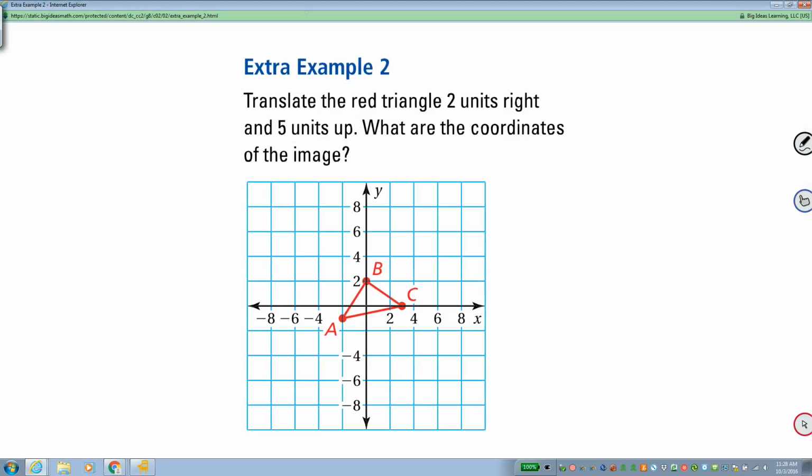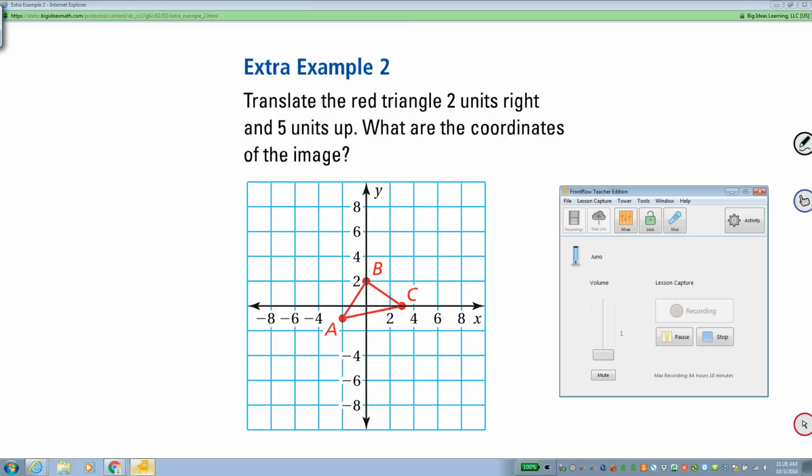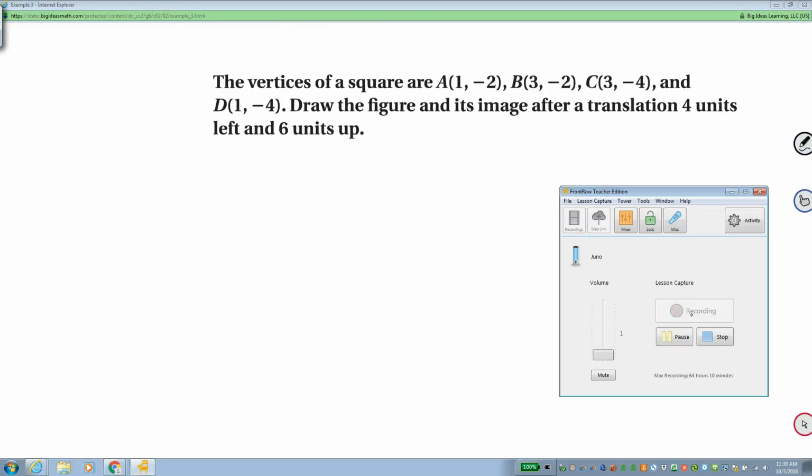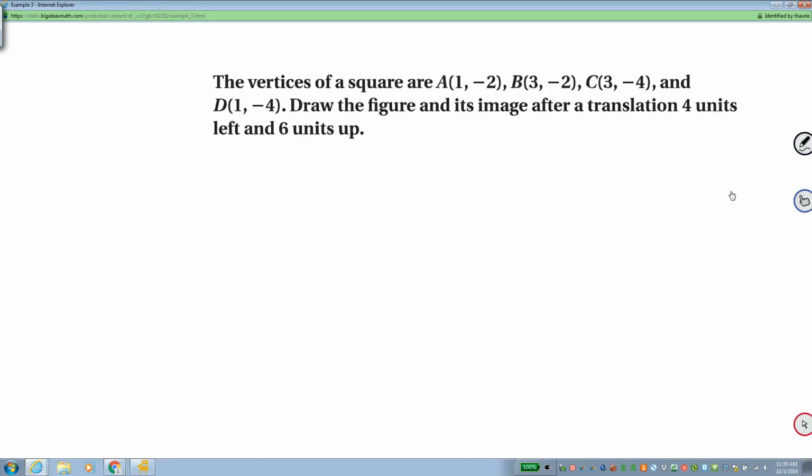Go ahead. Give me the points, ladies and gentlemen, for this next one. With the square, they give you the vertices. These are all the points on the square. They say that A is at 1, -2, B is at 3, -2, C is at 3, -4, and D is at 1, -4. They want you to draw the new figure in its new image after translating 4 units left and 6 units up.